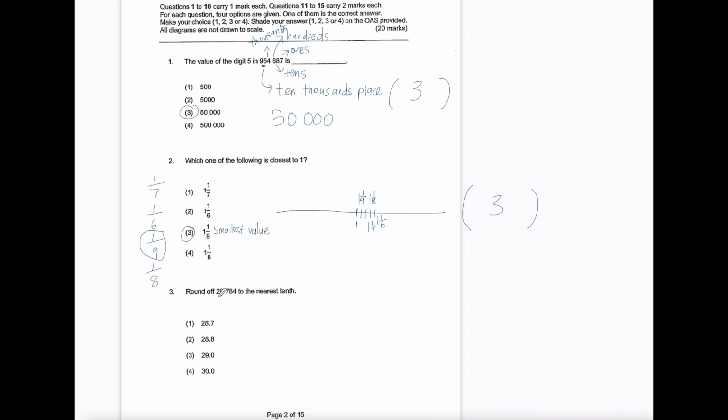Round off 28 point, so there's a decimal here, okay. I think it's not very clear. 0.784 to the nearest tenth. Tenth means 0.1 or 1 over 10. So let me underline that, okay. So 0.1 is this place. Okay, so let's look at number 8. So since it's more than 5, I have to round up. So my answer is going to be 28 point, instead of 7, I become 8. So my answer will be 2. Okay, got it? So let's move on.